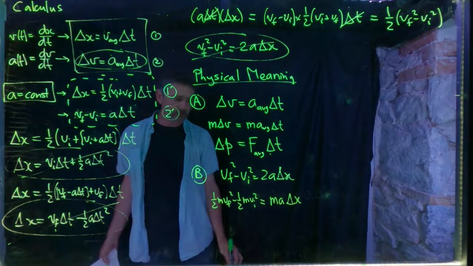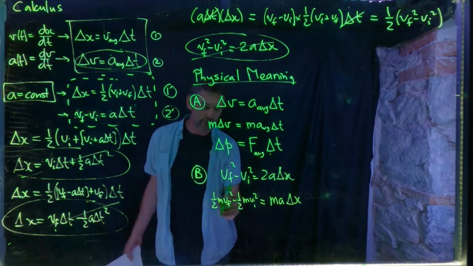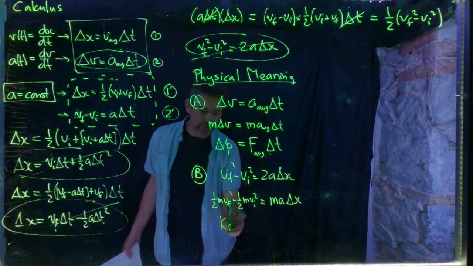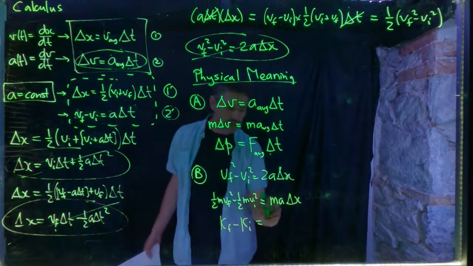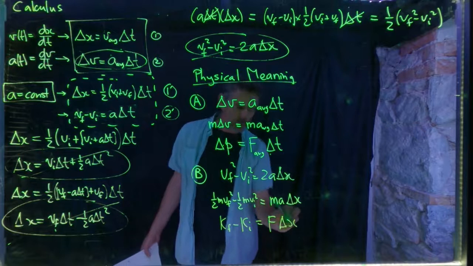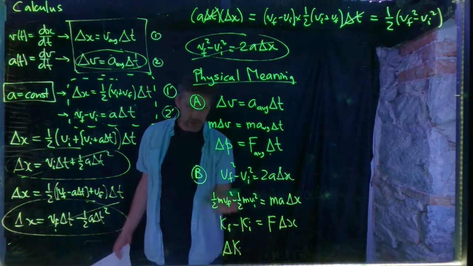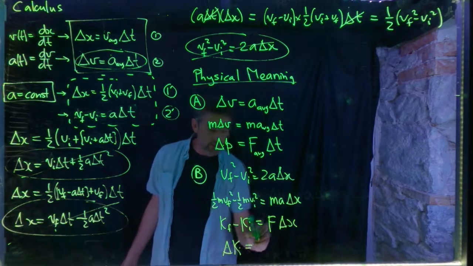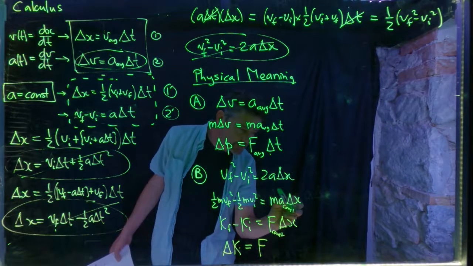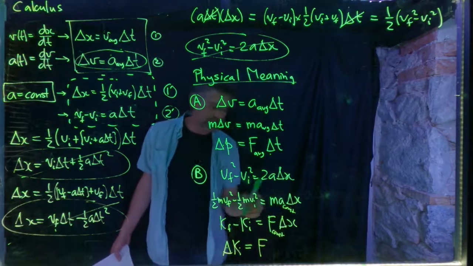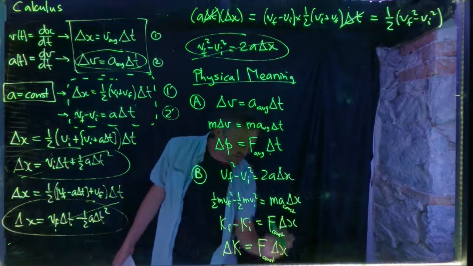Okay, and then we look, but what's 1/2 mv squared? Well, that's the Newtonian definition of kinetic energy. So this is saying kinetic energy final minus kinetic energy initial is equal to, what's mass times acceleration? Well, that's the force times delta x. And so you recognize this as change in kinetic energy. Delta K is kinetic final minus kinetic initial. Change in kinetic energy is, and I really want to emphasize that this is under constant acceleration. This is valid only for constant acceleration. It's valid only for constant force. Okay, so F constant, that constant force, times delta x.